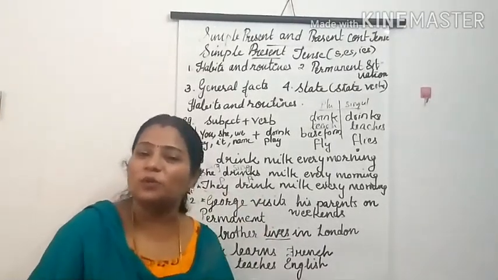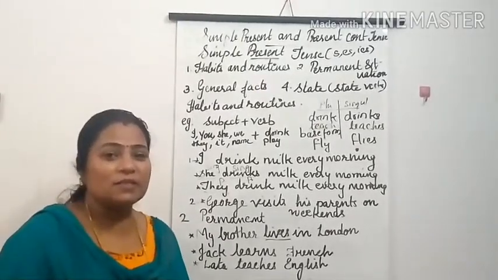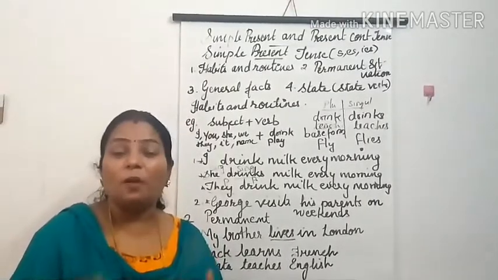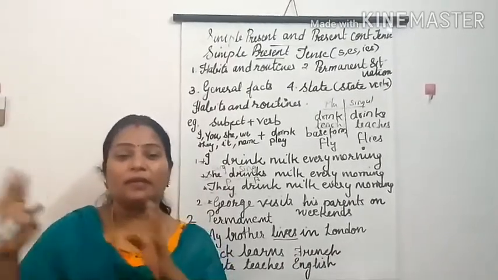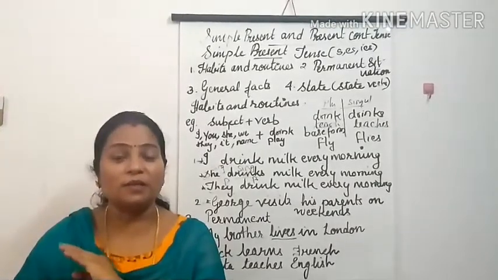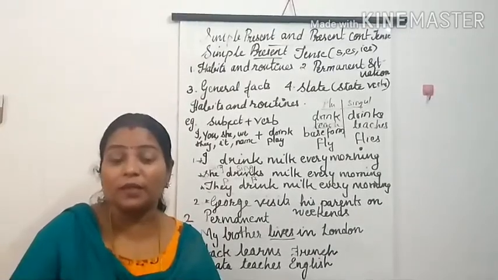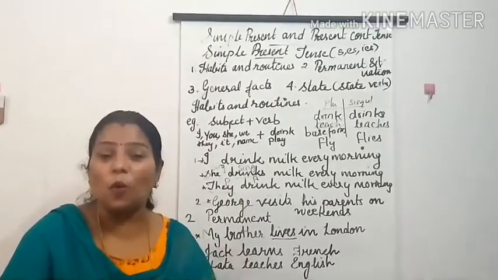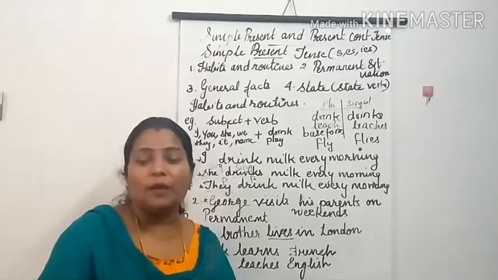The next one that we are going to talk about is permanent situation. Let me explain with an example. Suppose I say, my brother lives in London. It means that he started living somewhere in the past. He's living right now also over there. He's going to continue living over there. It has become his home. Okay. So, he lives in London.